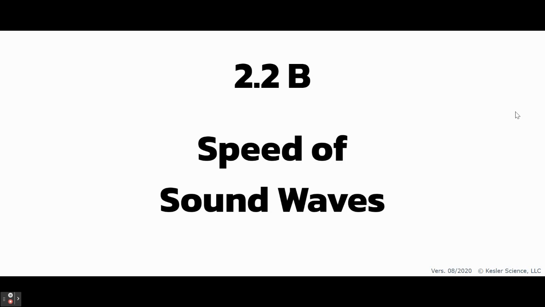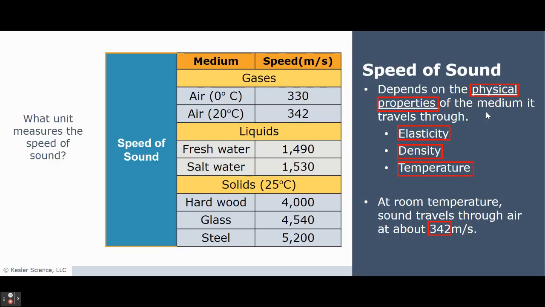All right, we're continuing with our 2.2 notes. We're on B, speed of sound waves. So the speed of a sound depends on the physical properties of the medium that it's traveling through. So there's things like elasticity, density, and temperature. These things affect how fast the sound travels.